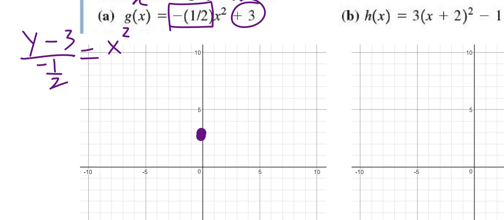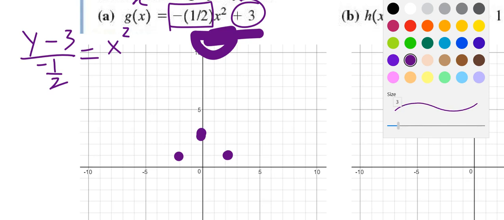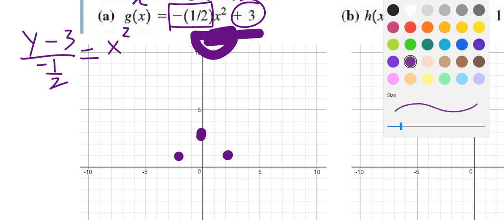How about a 2? What happens if I plug in a 2? 2 squared. Right here, 2 squared. That's 4. What's 4 times negative a half? Negative 2 plus 3. So 2 gave me a 1. And can we find a third point? Hey, good job. You went to the other side of the axis of symmetry. Nicely done. Yep. Okay, so drop that back and change color.